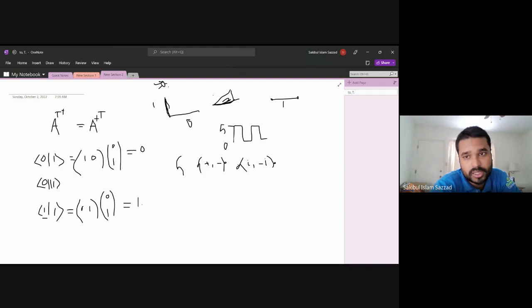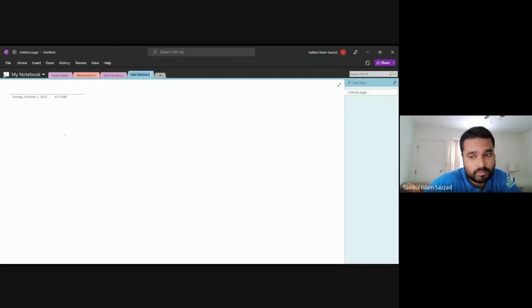So far we studied the inner product. Now we will go to the outer product. The inner product is called a bracket. The outer product will obviously be ket bra, the opposite way. Let's say the ket-bra notation. This is ket 0 and this is bra 1.